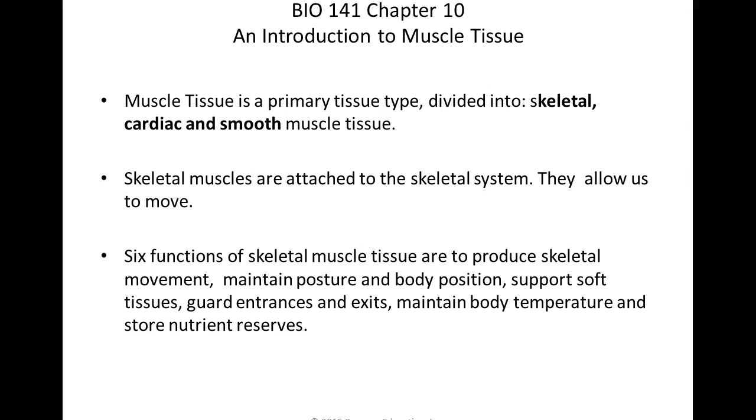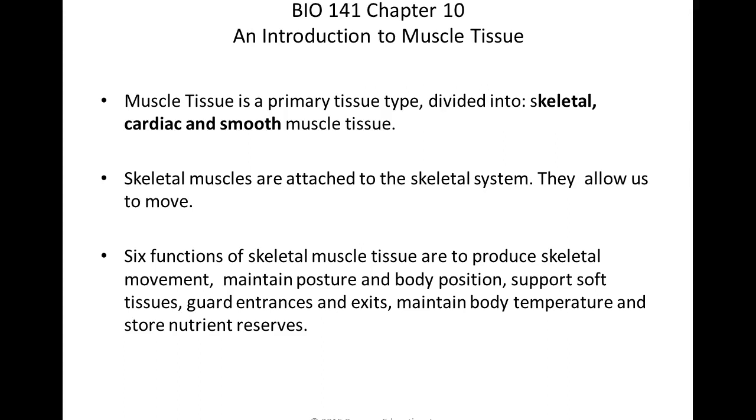All three types of muscle tissue, skeletal, cardiac, and smooth, include this type of cell, this contractile protein that has the ability to pull on something. In the case of a skeletal muscle, pull on a bone and cause movement because of it.